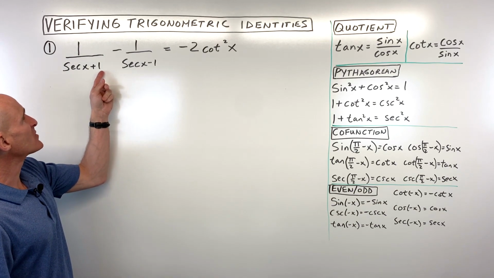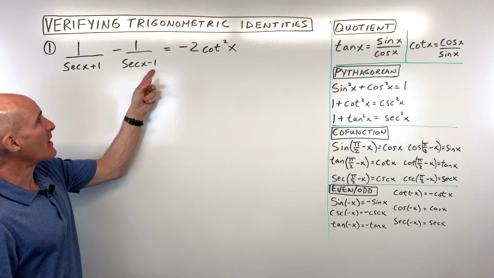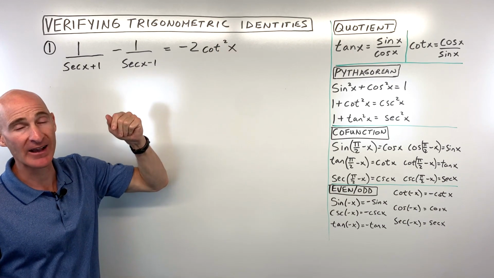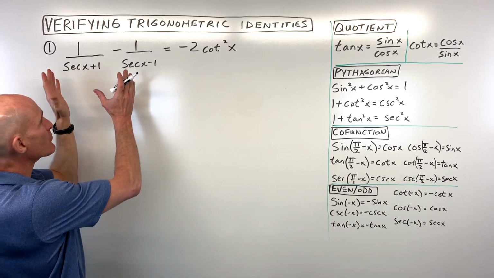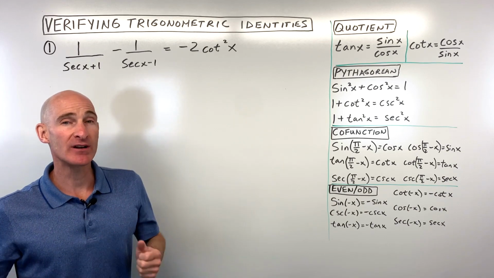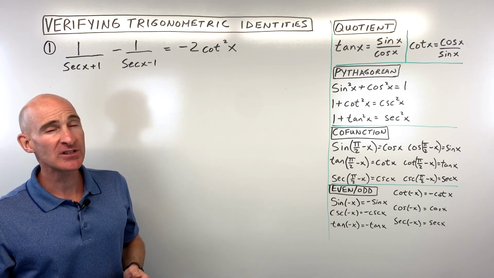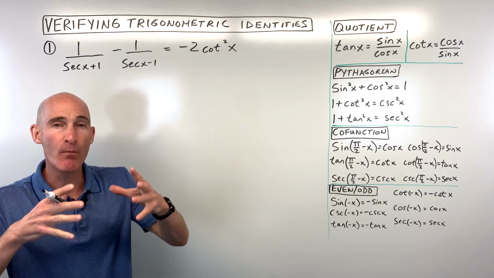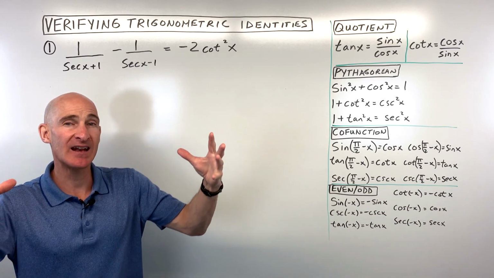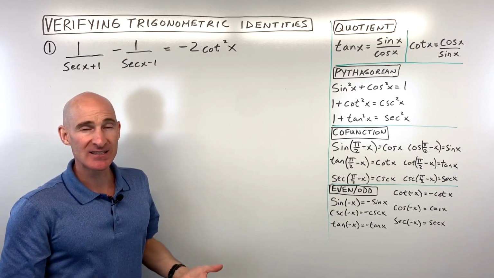1 over secant x plus 1 minus 1 over secant x minus 1 is equal to negative 2 cotangent squared of x. So how can we basically prove that this is an identity, meaning that the left side and the right side are identical to one another? Well, the first thing you want to do is pick the side that's more expanded. It's a little bit easier to work with that more expanded side and then condense it down to the side that's more condensed.